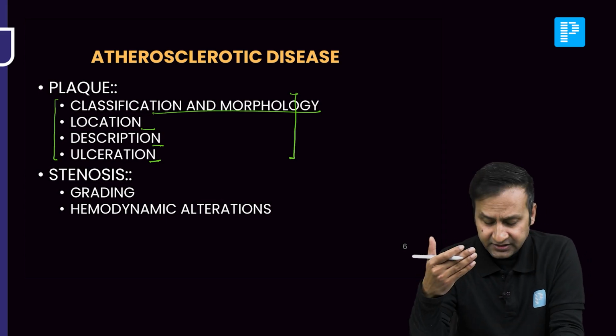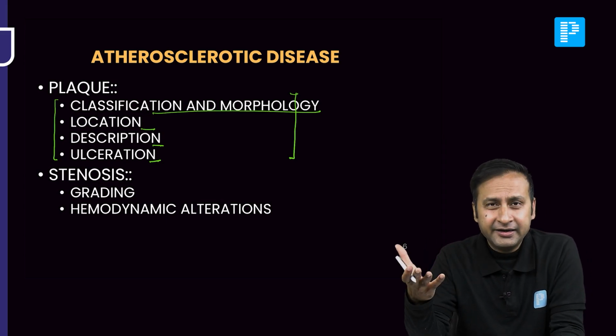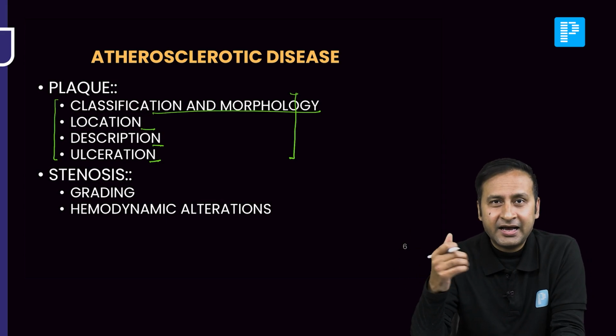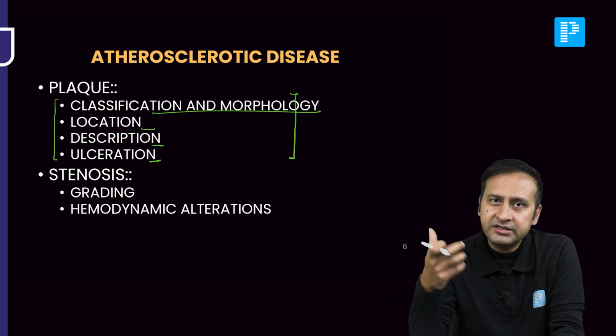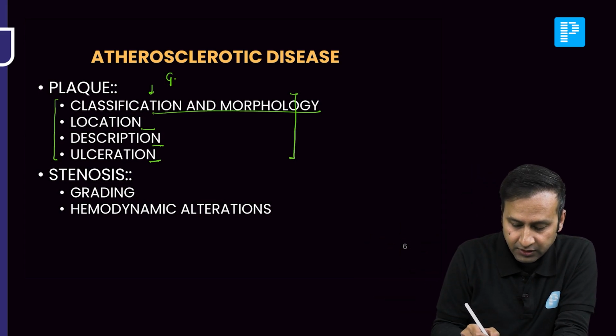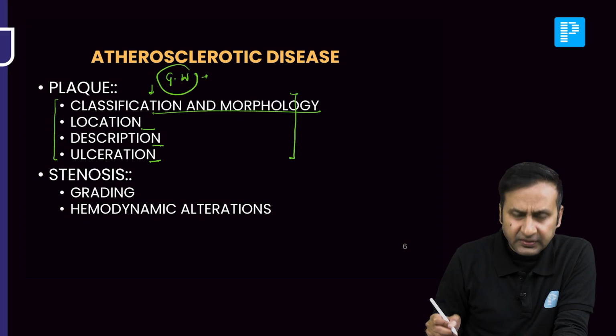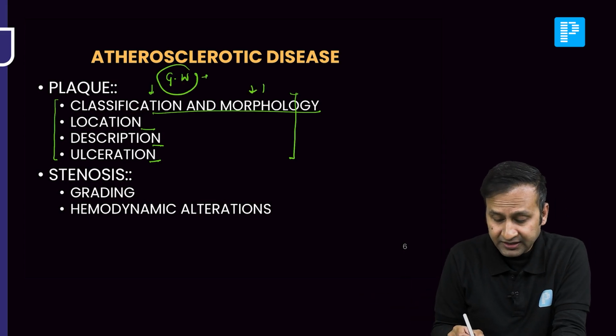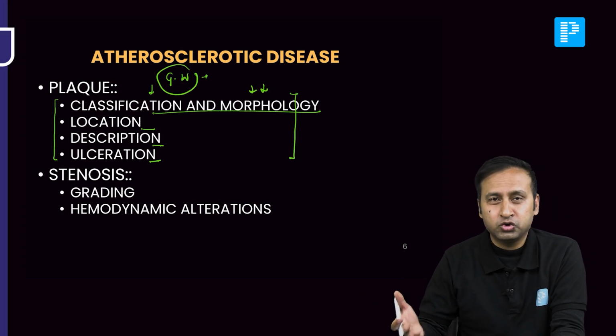Right now, I know that these things would be appearing very alienating, a bit difficult to you, but as we go through the topic, all these things will become very easy. What is classification? You're going to learn about a GW classification. I'll be talking about that. The morphology, that is the look of the plaque. It is echogenic, hypoechoic, anechoic, whatever.